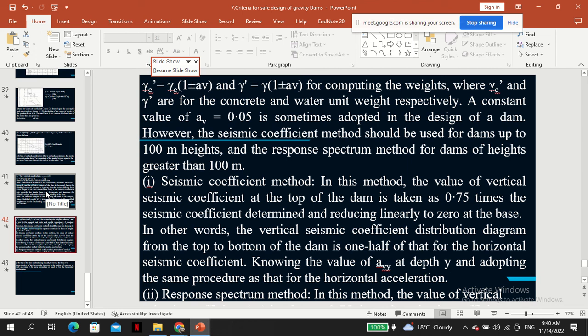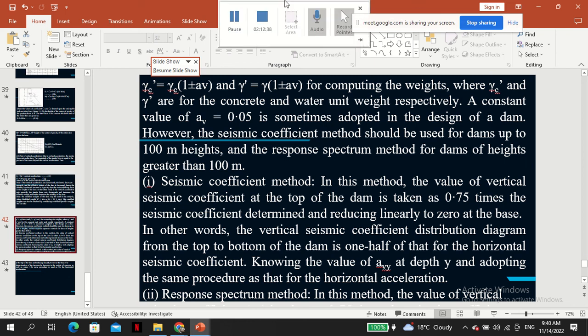Note that in the horizontal case we can use integration to get the forces and the moments. We can also use the response spectrum method. For the vertical case, we can still use the seismic coefficient method and also the response spectrum method. And of course, each comes with an associated example.